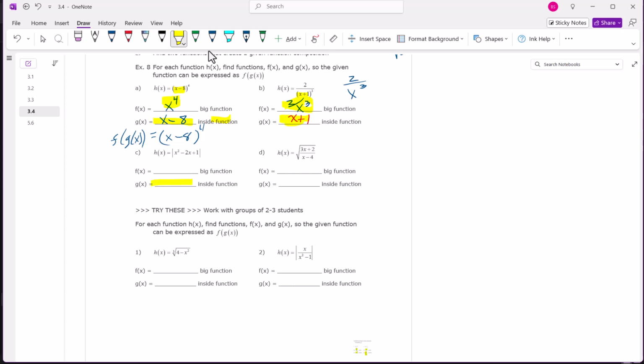Okay, this one goes like this. The function inside is x squared minus 2x plus 1. The big function is absolute value of something. So we just have absolute value of x like this. You can tell you're right by doing a function composition. Okay, this one, the inside function is what's under the radical, so 3x plus 2 over x minus 4. The big function is just the square root of something. So again, you're plugging that inside function in. Okay, go ahead and do these problems. Take a minute and see if you did these right.